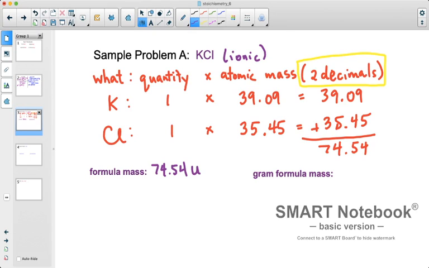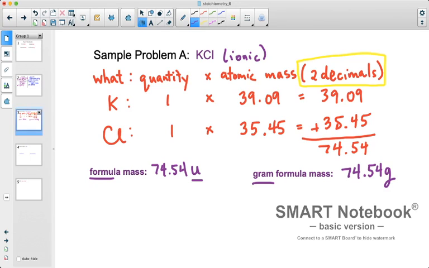But if the question asks for the gram formula mass, my answer now becomes 74.54 grams. Because it asks for gram formula mass, my unit must be in grams. When a question asks for formula mass, my unit must be in atomic mass units.